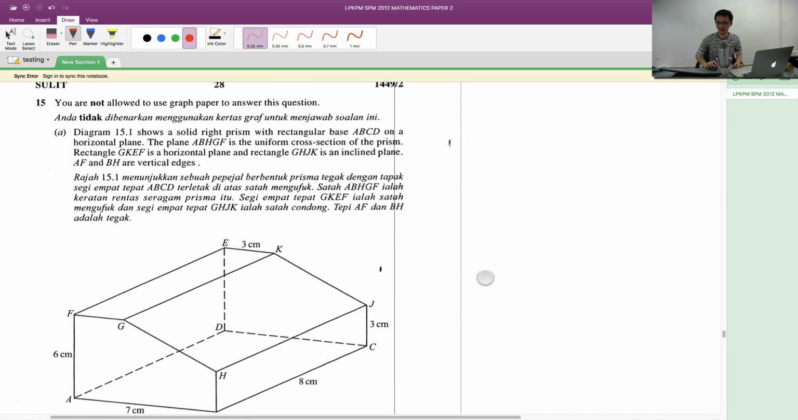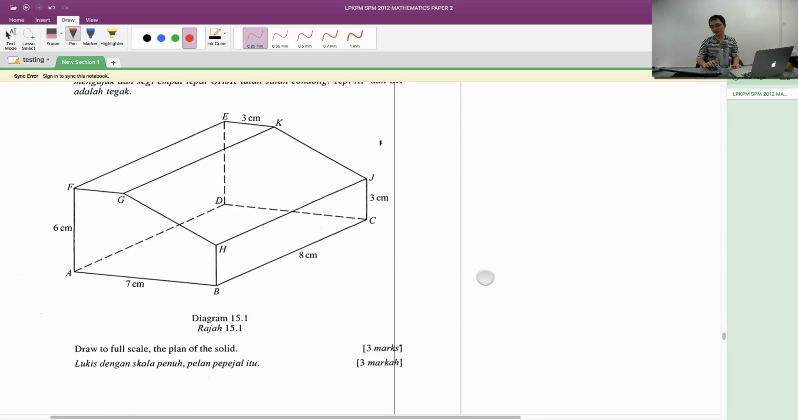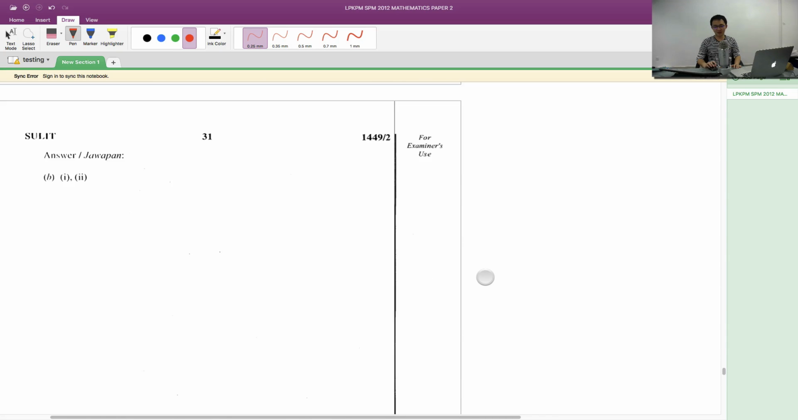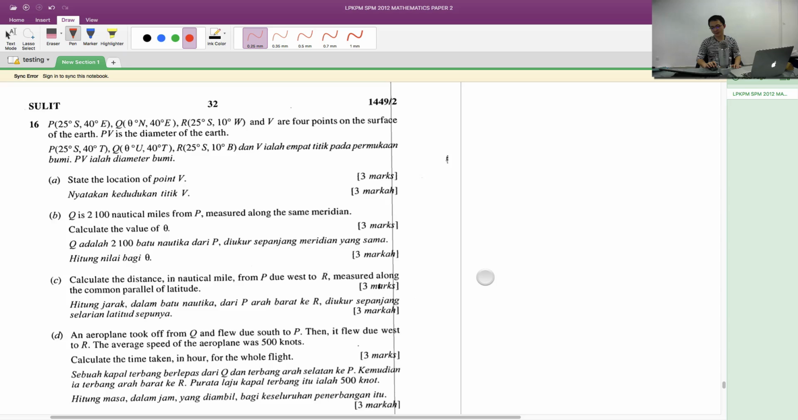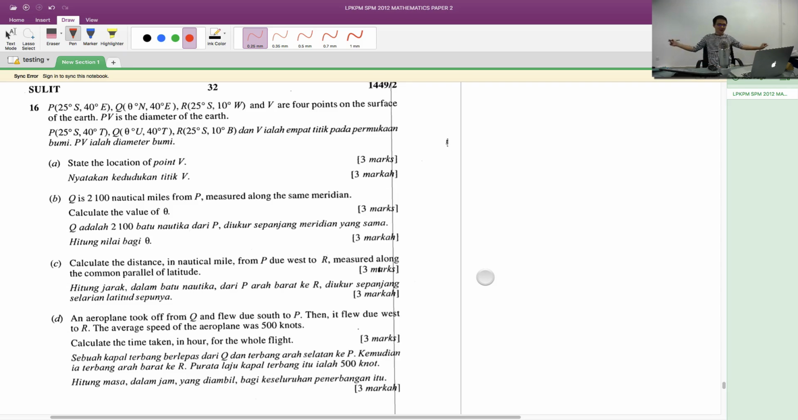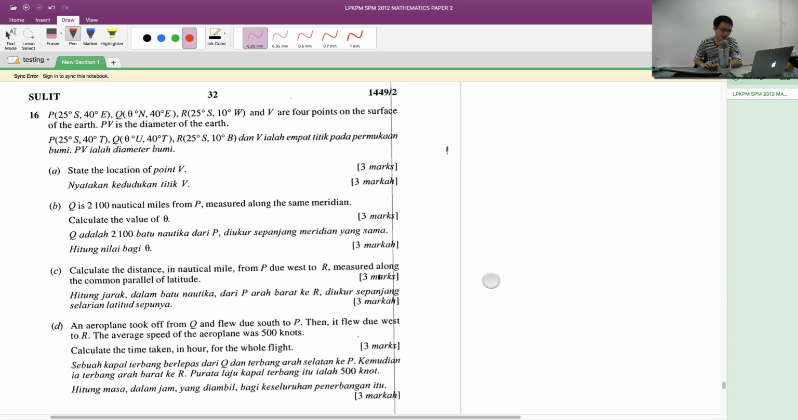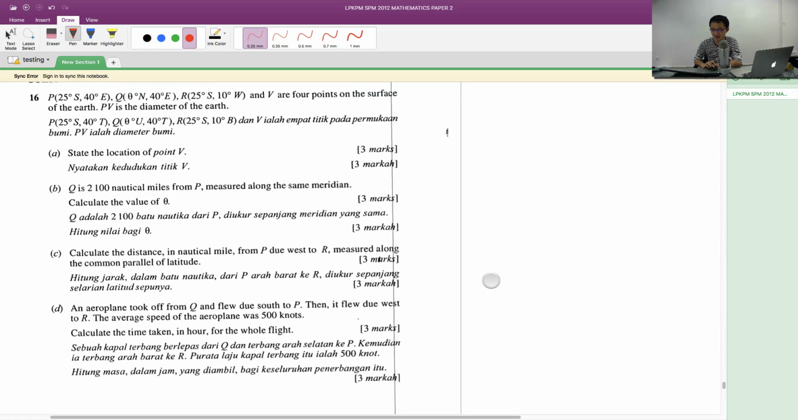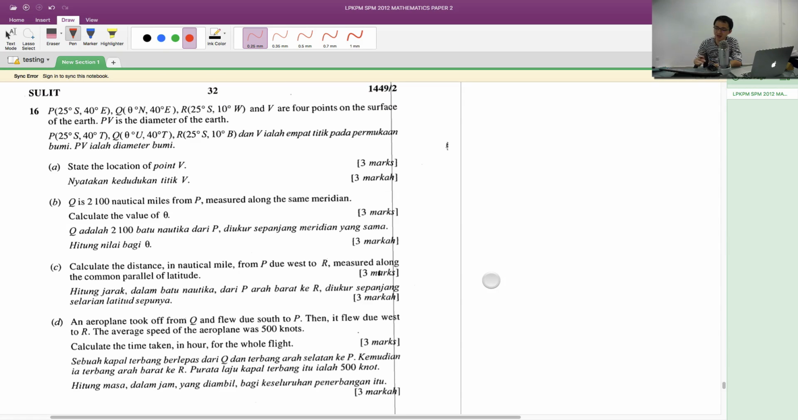Alright, 15. I'll skip 15 first. We go to the Earth, then we come back to 15. Okay, Earth question. For Earth question, based on my experience, those Earth questions where you don't have the diagram, normally are a bit easier. Right, but then this is how I do Earth questions.